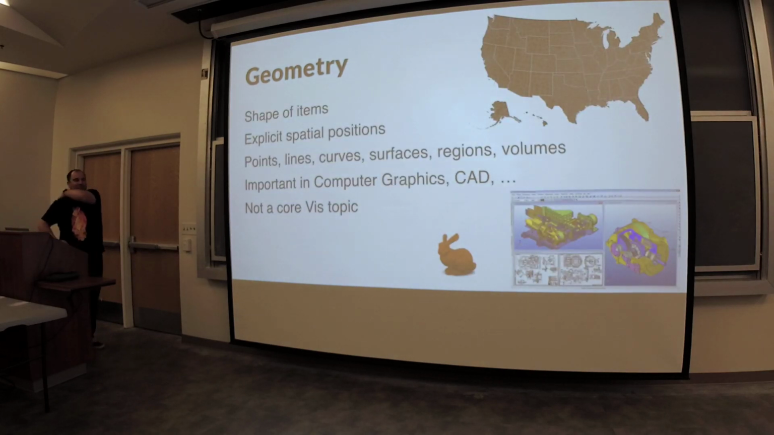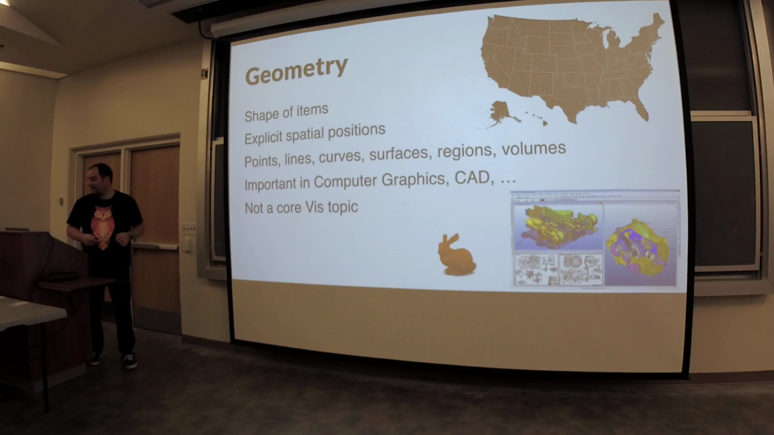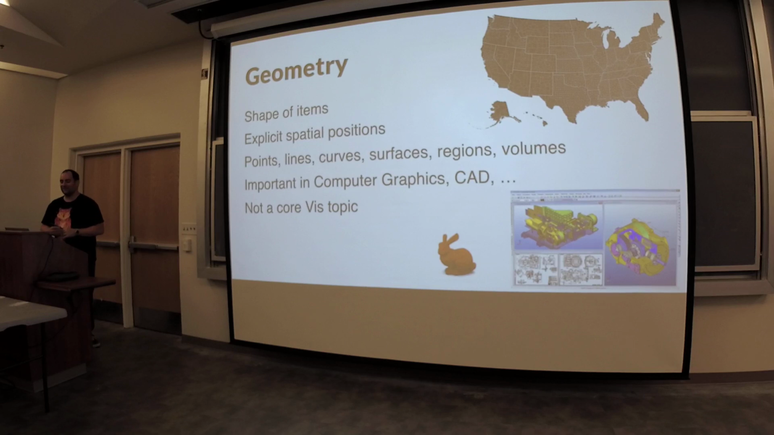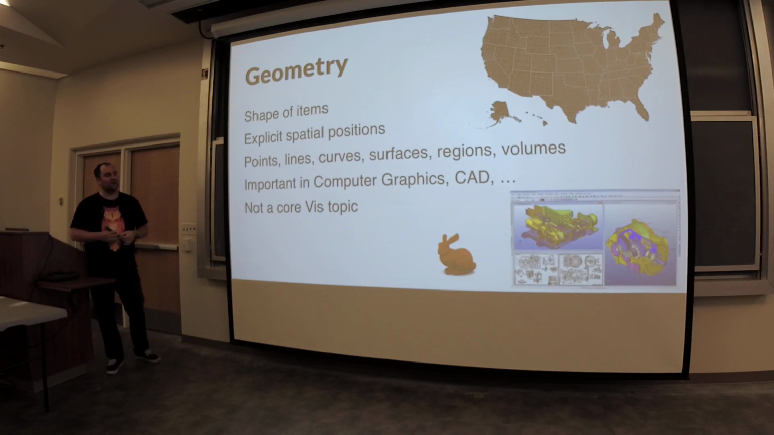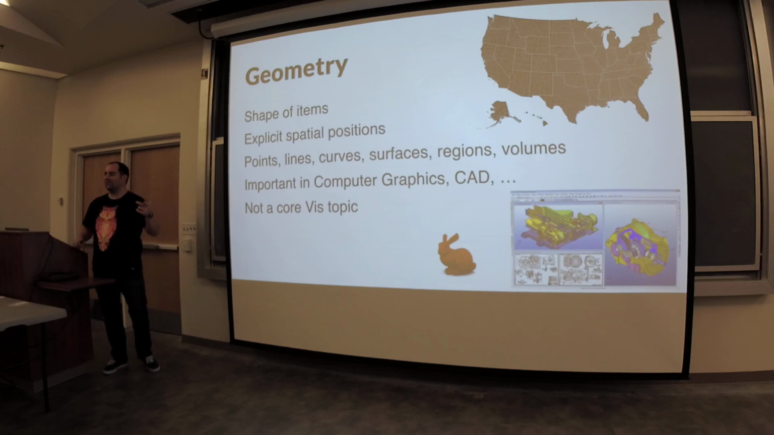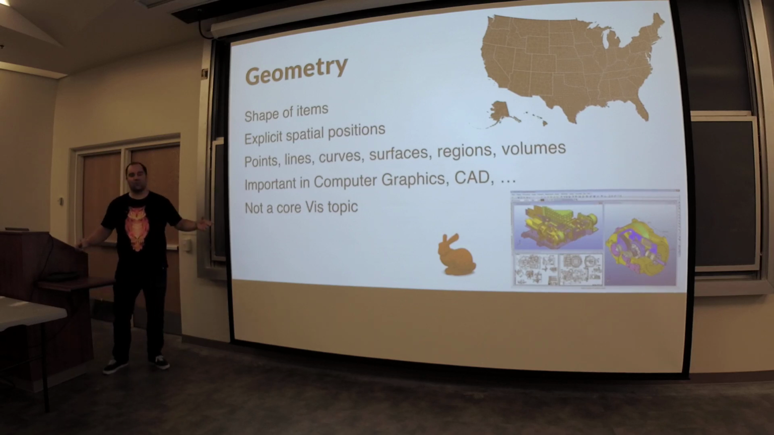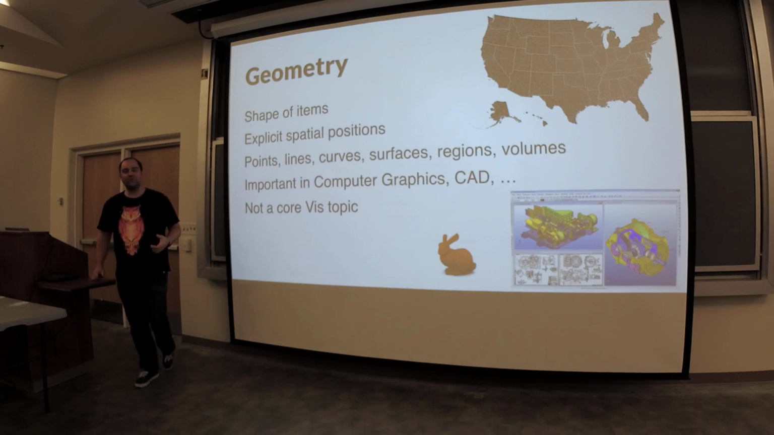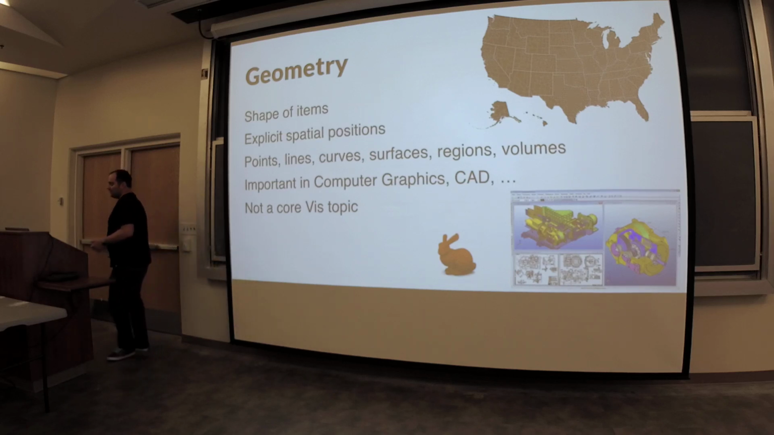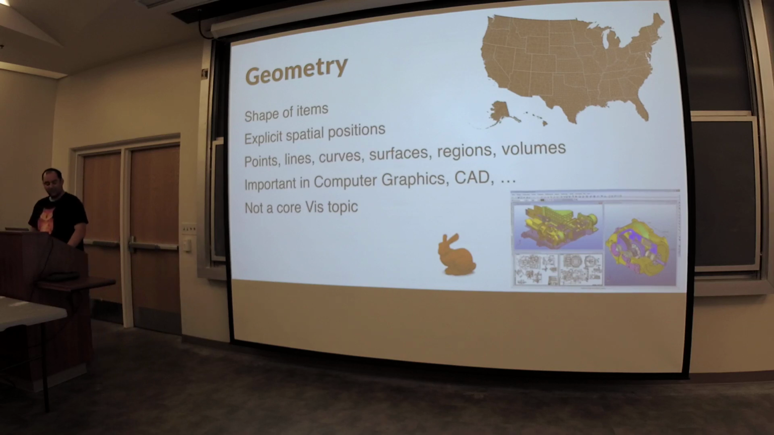Okay, so enough of the detour. If we talk about geometry, we talk about the shape of items. Here we have explicit spatial positions, things like points, lines, curves, surfaces, regions, or volumes. We will touch this mostly when we load maps, but we will not cover that in so much detail. It's not really a core visualization topic. It's more of computer graphics and CAD problems. We do use geometry, but usually geometry is the base layer, and then we add data on top of geometry.